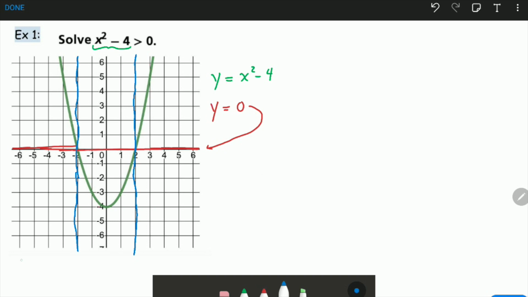The first piece is between negative infinity and negative 2. Second piece between negative 2 and 2. And third piece between 2 and infinity. You'll notice I didn't put any brackets or parentheses around it this time. And that's because the brackets and parentheses are determined by the inequality sign. Since it's just a greater than sign, no equal to, there's going to be parentheses around everything.